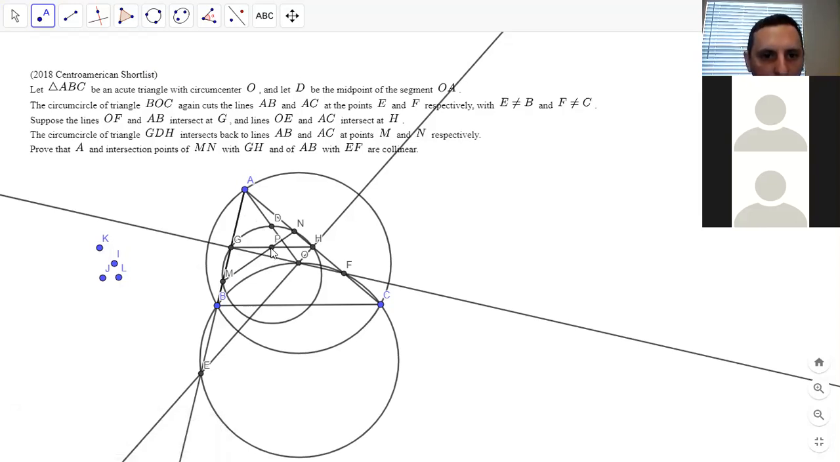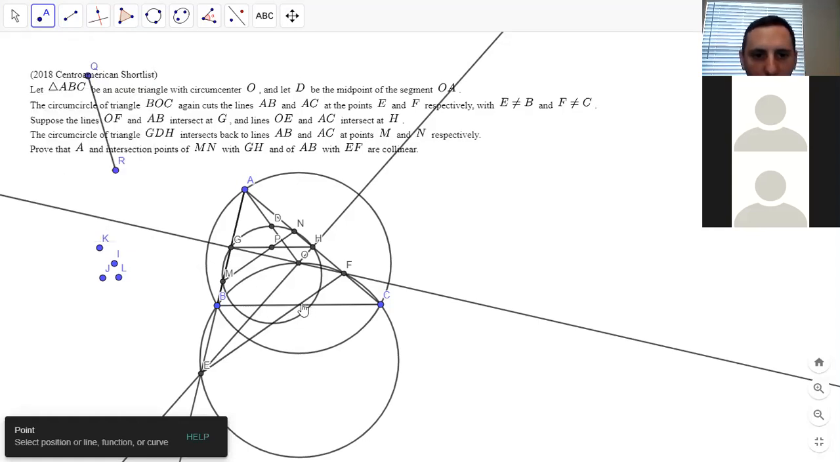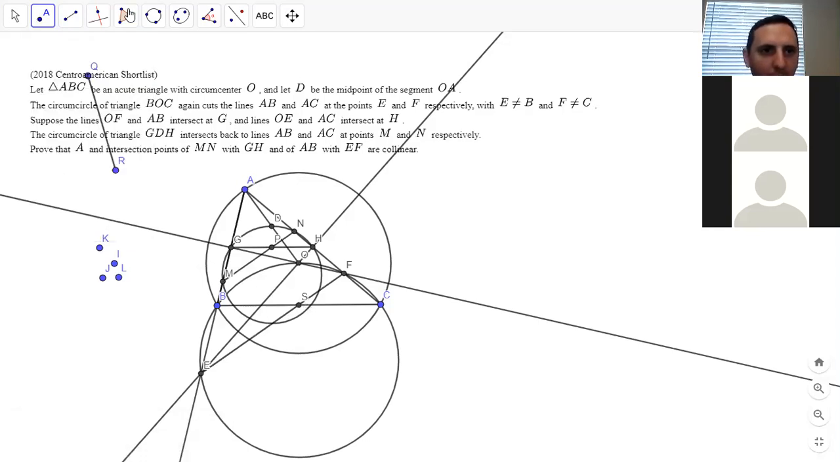And of AB with EF. I think they mean BC with EF. That doesn't, so yeah, I think this is the other point. And I'm wondering if those are just the midpoints. Maybe this problem's too easy again. It could be that's too easy again. Let's see.